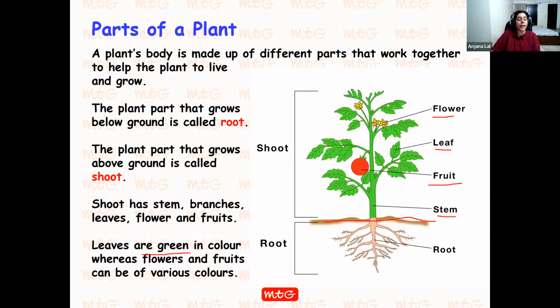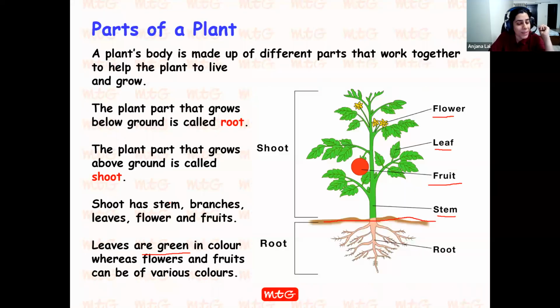Leaves are green in color. Why are the leaves green in color? Can somebody tell me? Okay. Wait, children. Chlorophyll. Okay, thank you, children. You need to mute yourself. I'll call out your names. Chetan, tell me why are the plants green in color? Chetan will unmute and tell me.